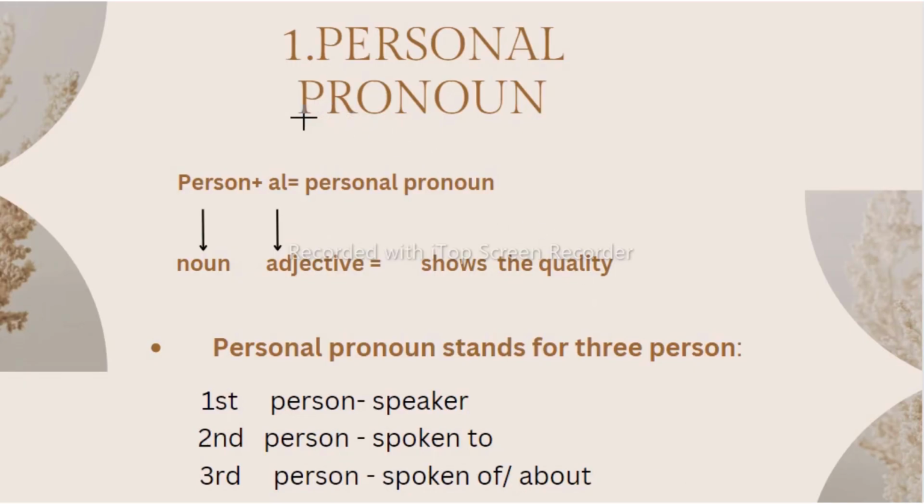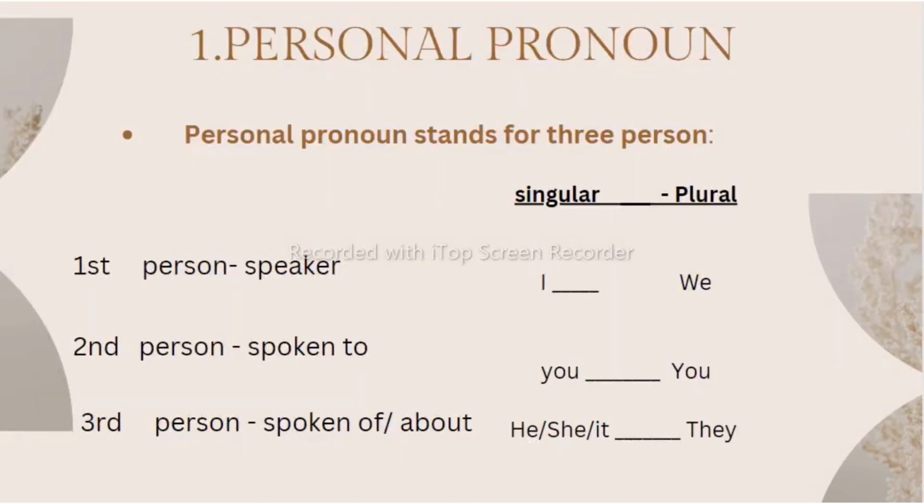First let us know why we call it a personal pronoun. Because person is nothing but a noun, and by adding al to it, it becomes personal, which acts as an adjective which shows the quality. An adjective is used to show the quality of a noun. So these personal pronouns stand for the three persons: the first person, which is the speaker; the second person, which is spoken to; and the third person, which is spoken of or about. So here we are using pronouns in place of a noun.